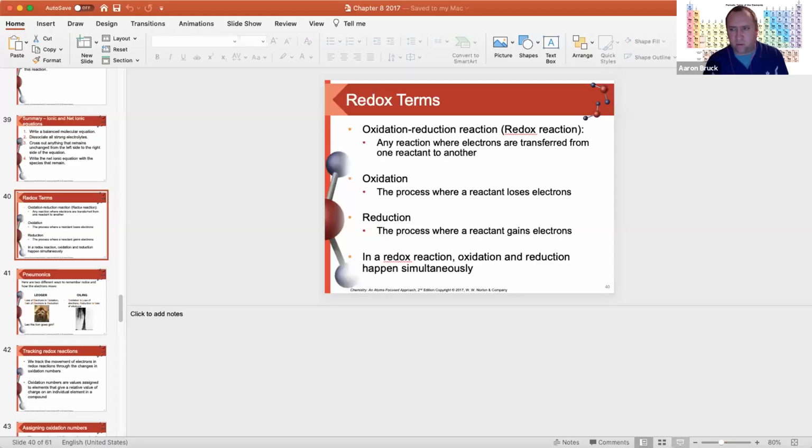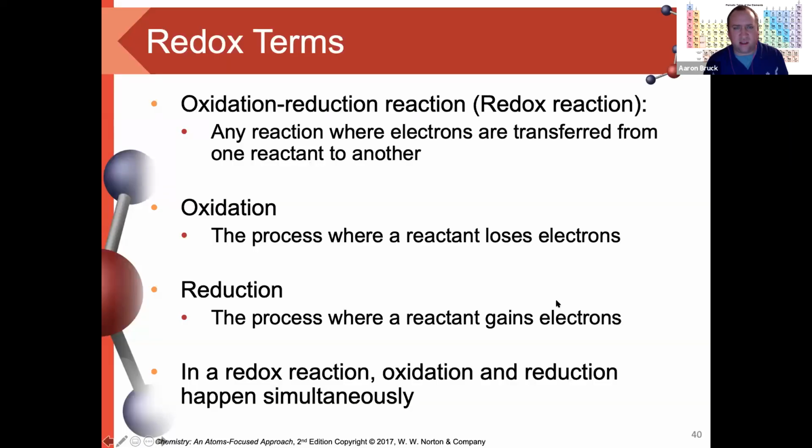All right, so we're going to switch gears in the last half of this lecture and talk about redox reactions and some redox terms. This is going to help set us up for tomorrow. This is also going to help you with that post-lecture activity where you have to review net ionic equations and assign oxidation numbers, which is coming due either tonight or tomorrow night.